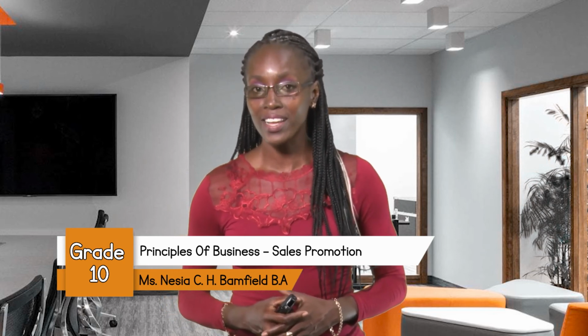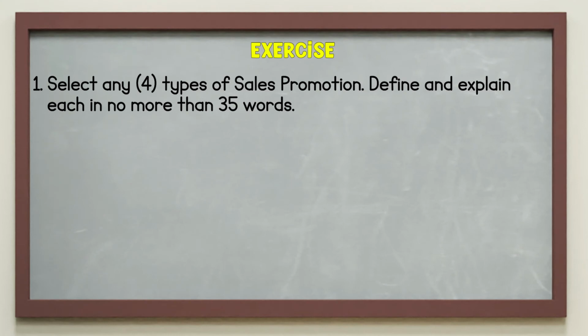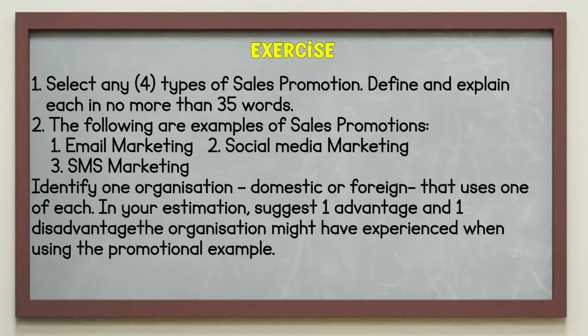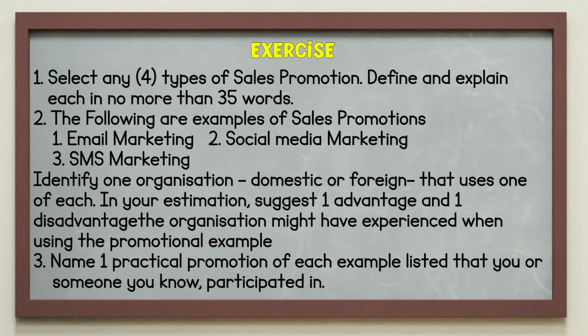Here is your lesson exercise for today. Number one, select any four types of sales promotion. Define and explain each in no more than 35 words. Two, following are examples of sales promotions. Email marketing, social media marketing, SMS marketing. Identify one organization, domestic or foreign, that uses one of each. In your estimation, suggest one advantage and one disadvantage the organization might have experienced when using the promotional example. And finally, name one practical promotion of each example listed that you or someone you know participated in.